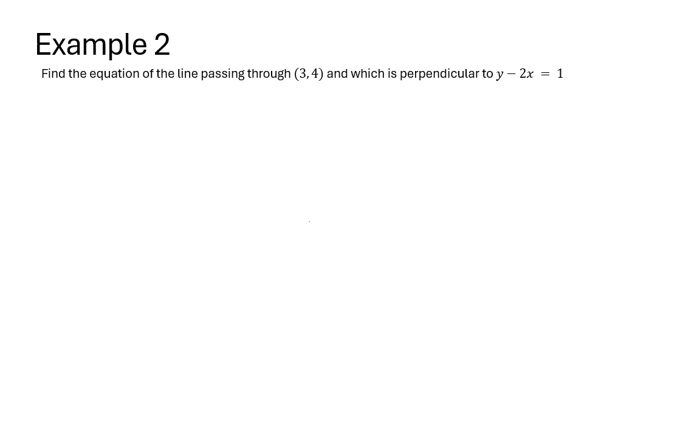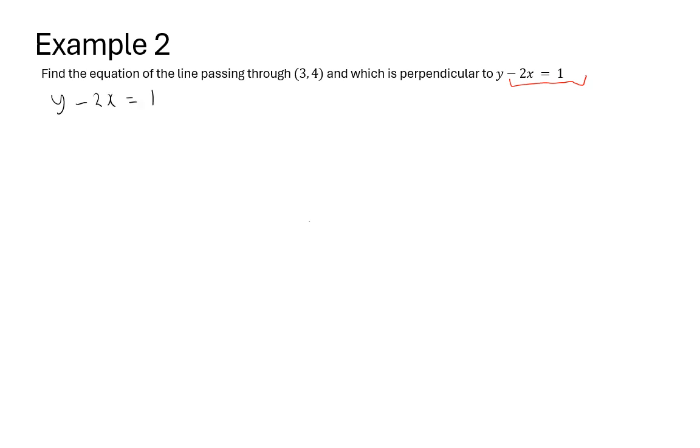In this example, we want to find the equation of the line that is passing through (3, 4) and which is perpendicular to y minus 2x equal to 1. So as usual, let's just take this equation and find its slope. That is our first step. So we have y minus 2x is equal to 1.